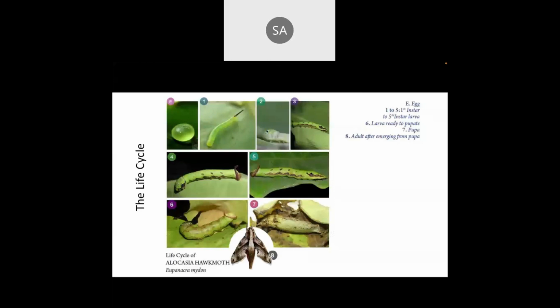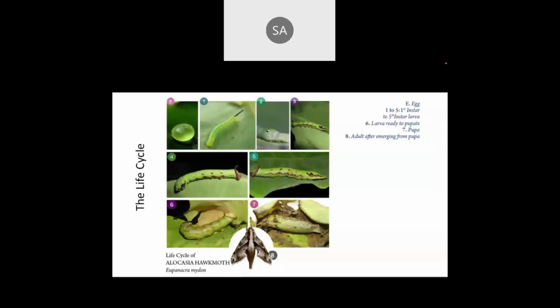Let me tell you how moths or butterflies lay eggs. Some species may lay one egg at a time or sometimes in clusters. Some lay on the ground or near the host plant. More advanced butterflies or moths lay eggs near the host plant so that their survival is more successful.